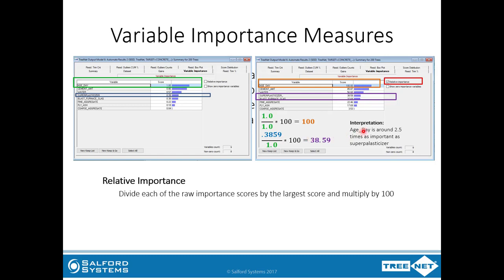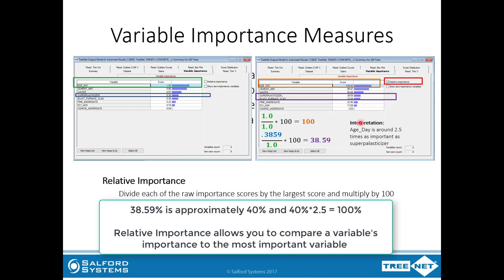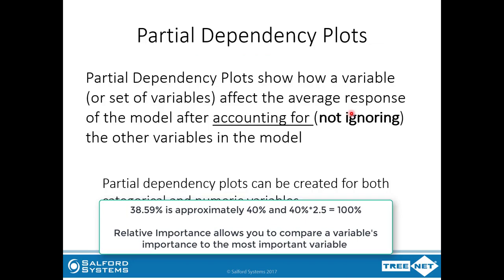Okay, so the way you interpret this is that age day is around 2.5 times as important as super plasticizer. Because this is around 0.4, and 0.4 times 2.5 gives you 100. So you can say that age day is around 2.5 times as important as super plasticizer. And so that's why you use the relative importance measure.